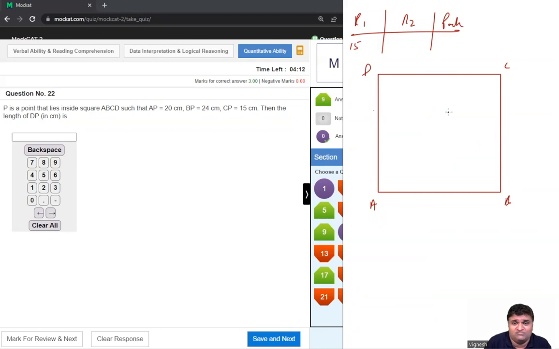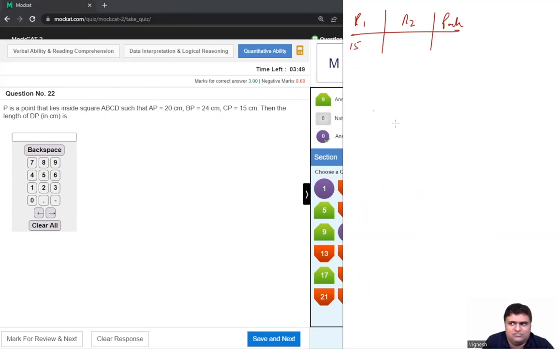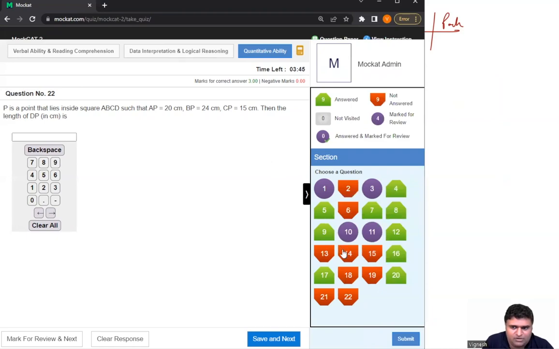Do you know how to do it? AP is 20, BP is 24, CP is 18. We need to find DP. They're supposed to be in some similar ratio. Let's go for familiar ones, correct?